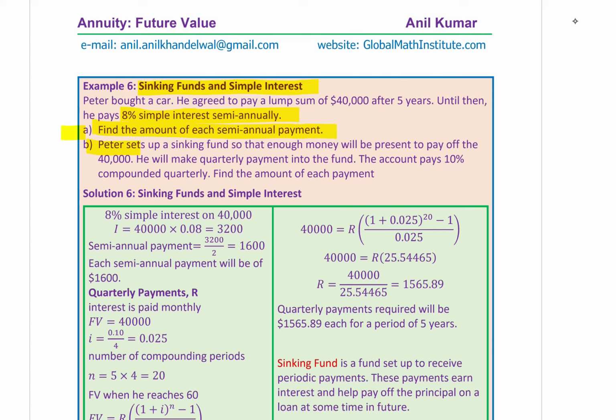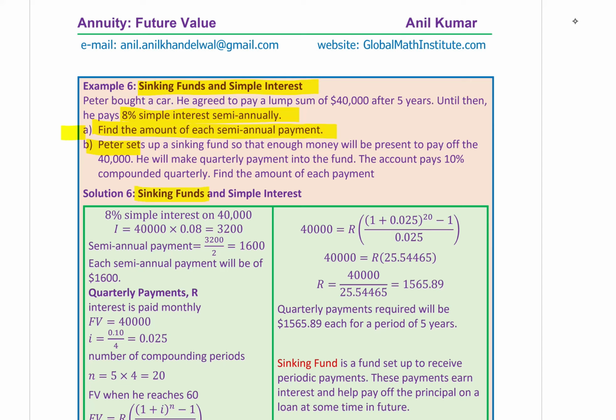B, Peter sets up a sinking fund so that enough money will be present to pay off the 40,000. He will make quarterly payments into the fund. The account pays 10% compounded quarterly. Find the amount of each payment. Now, very important example. Most car dealers do not really deal in investment, right? So in that case, they can give you an offer, or you may have to finance from somewhere else, and this is what it is. Okay.